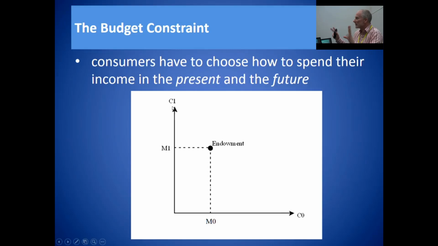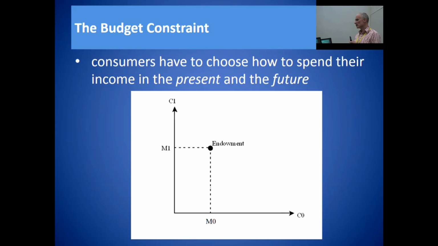But rather than talking about consumption of individual goods, we'll talk about this composite of all goods. So our consumption, C0, is the consumption of all goods in the present. Our future consumption, C1, is our consumption of that composite of all goods in the future. So that's what we're trying to define. How does a consumer allocate his consumption between the present and the future?